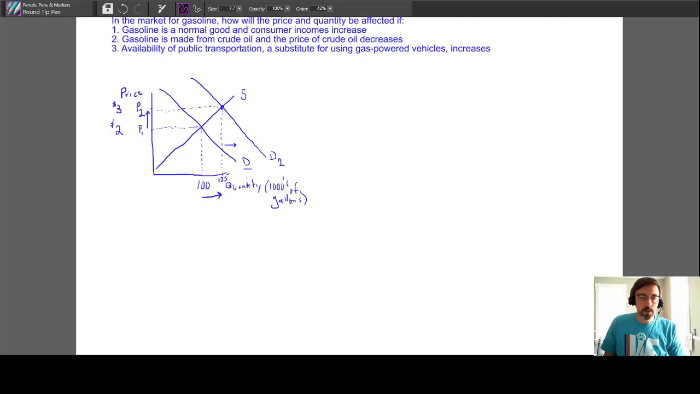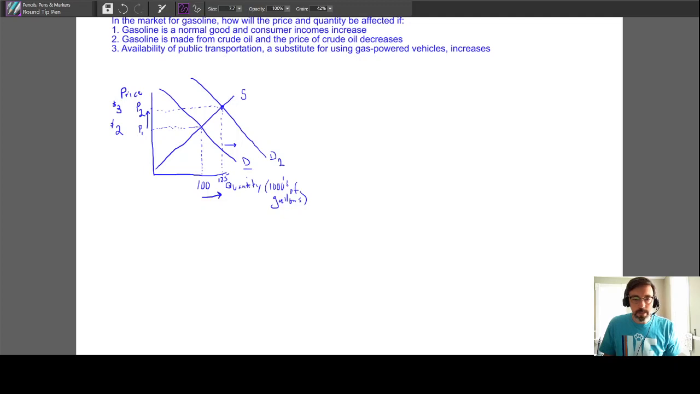So back to the original question, how will the price and quantity be affected if gasoline is a normal good and consumer incomes increase? The answer is price will rise and quantity will rise. But you have to get that by shifting the demand curve in the correct direction and then reading the graph. So always do the graphing first. Don't try to just guess what's going to happen to price and quantity. Guarantee you'll make some mistakes.